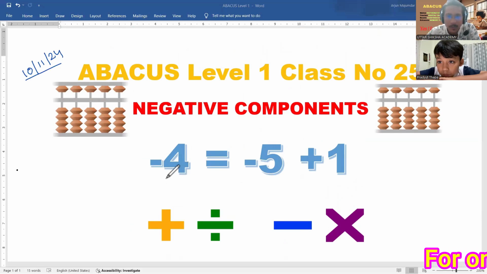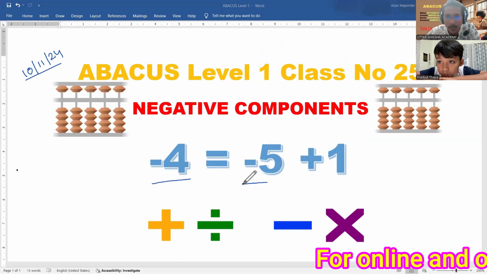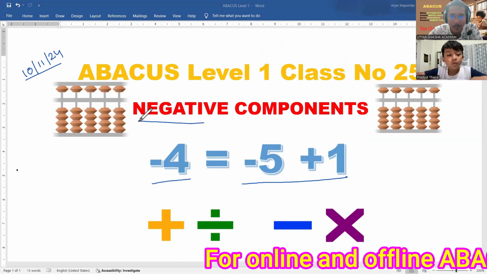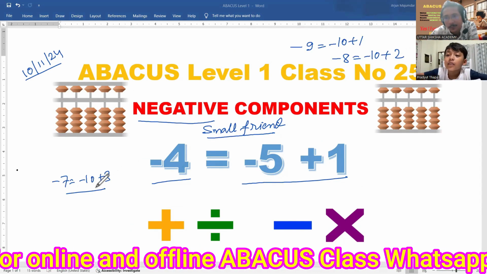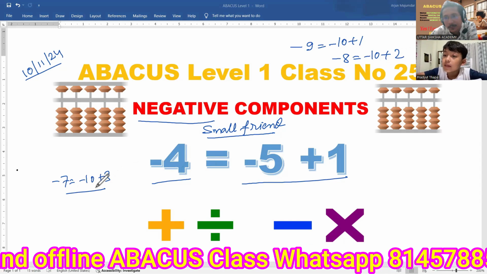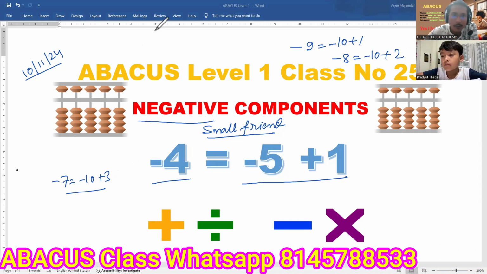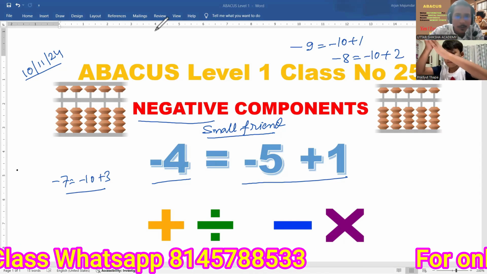And this is our today's lesson. Minus 4 is equal to minus 5 plus 1. This is negative component with the help of small friend. Who is our small friend? I did first time small friends negative components. Yes, small friend negative components. Today we are doing first time.